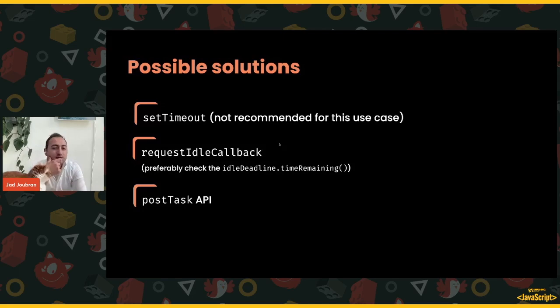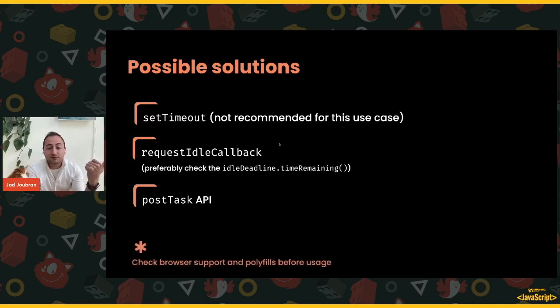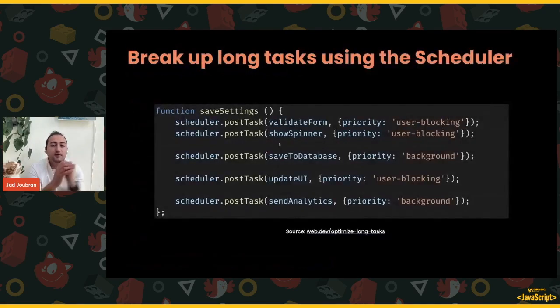You can also use requestIdleCallback, but that's a little bit more tricky because you get around 50 milliseconds before the browser paints the next frame, but it's not always 50. It could be less. You could check it with the argument, IdleDeadline, by calling timeRemaining, but it's quite complicated. Ideally, you would use the postTask API, but this is a very new API. They do have a very good polyfill, but check browser support and check the polyfill before using it.